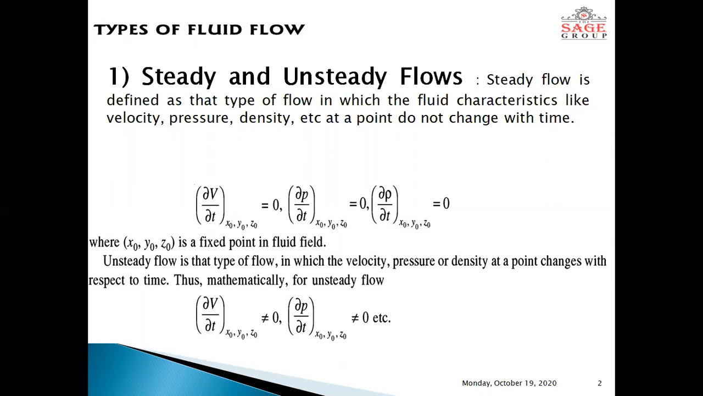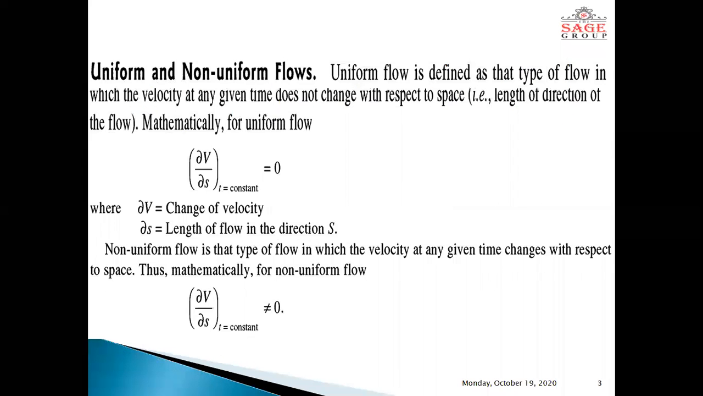Unsteady flow is that type of flow in which the velocity, pressure or density at a point changes with respect to time. Thus, mathematically we can say that for unsteady flow, del V upon del T is not equal to 0 and del P upon del T is not equal to 0. Second is uniform and non-uniform flow.